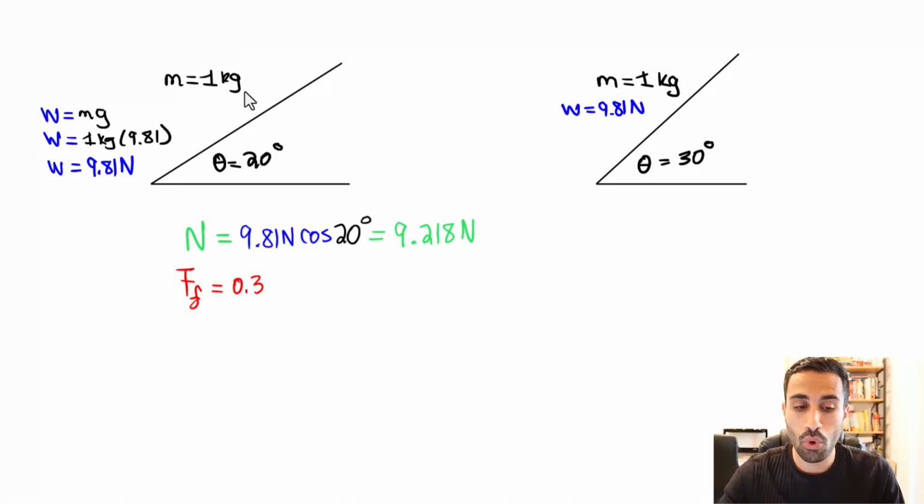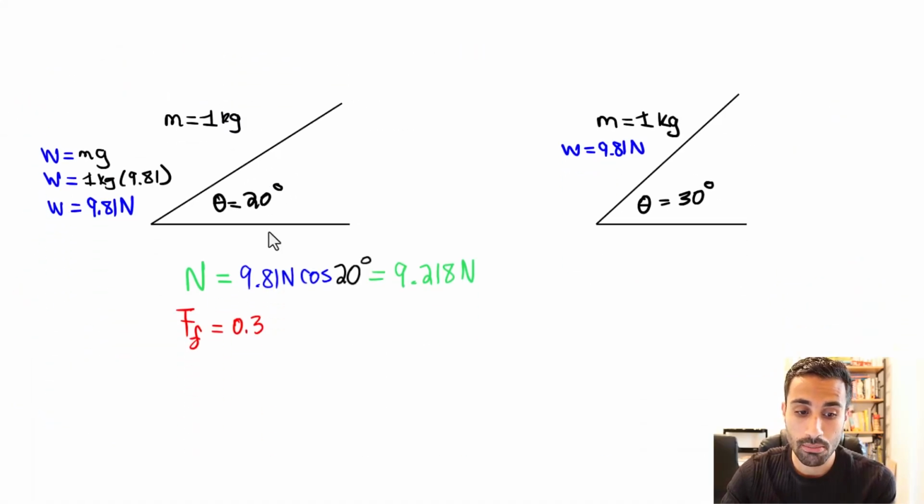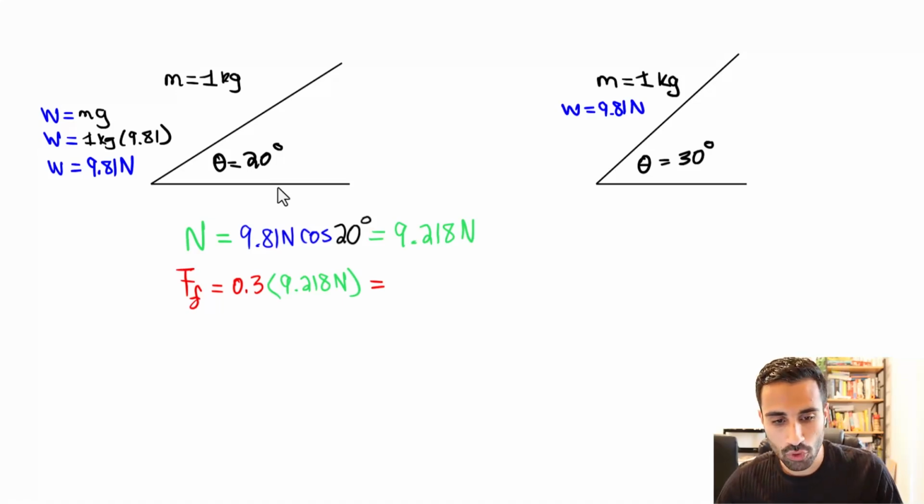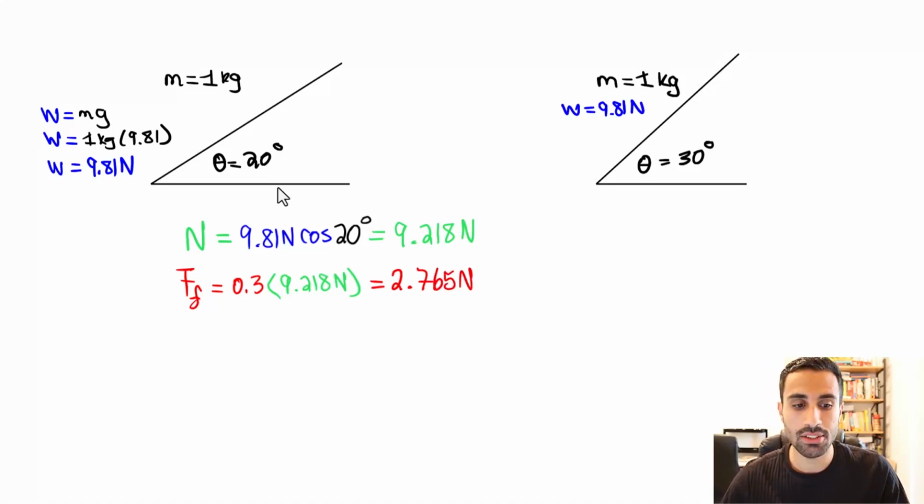Now, what's going to be the normal force? The normal force we already determined when the angle of the incline is 20. So I'm going to just put that here, 9.218 newtons. Then we get the force of friction. Put that in the calculator, 0.3 times 9.218, and we get 2.765 newtons. That's the kinetic friction force. Things are moving in that.